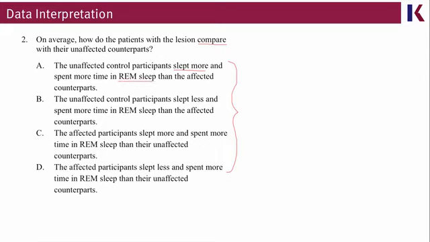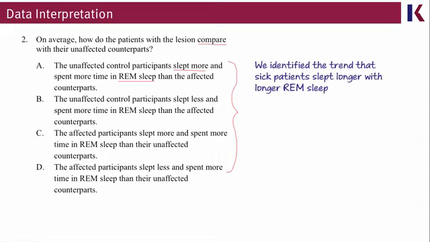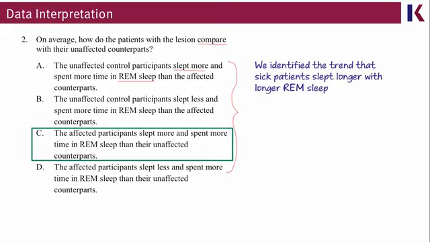Well, we've already identified these trends. The patients with the lesion, the sick patients, slept longer in total, and they also spent more time in REM sleep, although they spent about the same amount of time in non-REM sleep. So let's match that prediction then to an answer choice. In this case, the correct answer is C. Again, the affected participants, the ones with the brain lesion, slept more total time. They also spent more time within REM sleep.